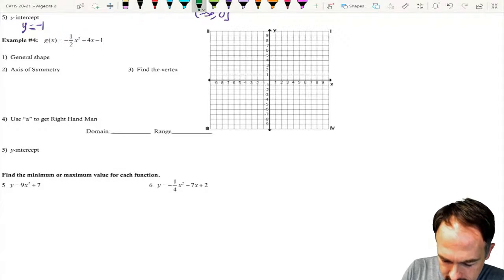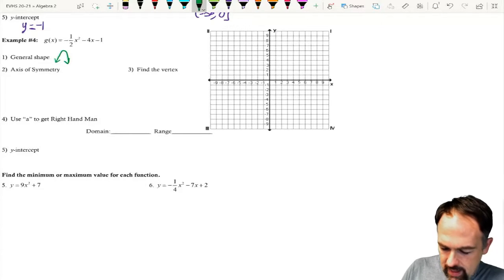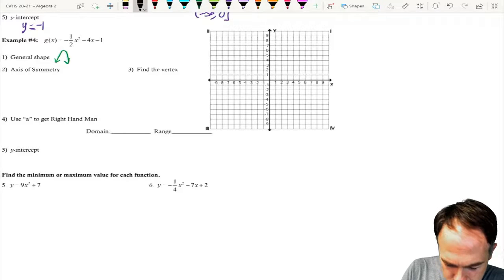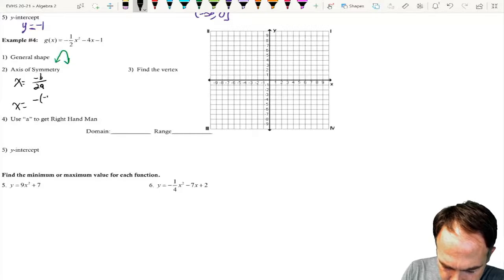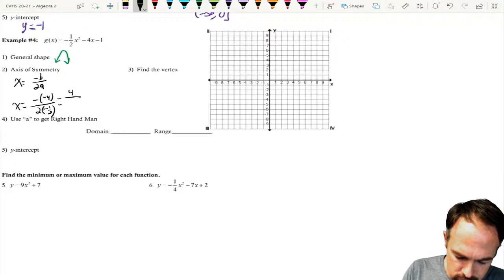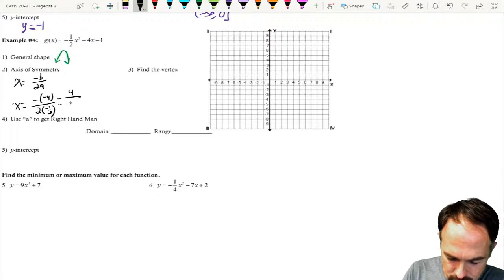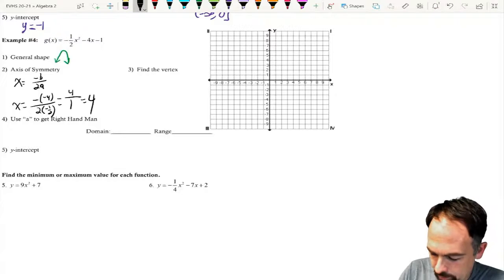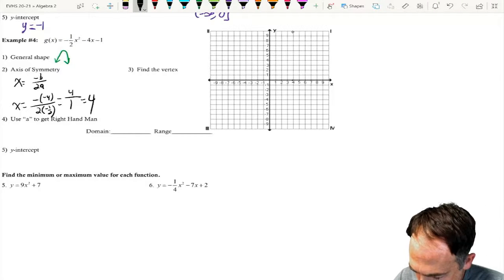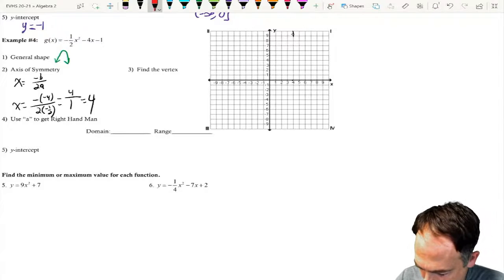General shape. Again, I got a negative a value, which means it's going to open upside down. Axis of symmetry happens at negative b over 2a, and we're going to have to be careful here because we've got a fraction value for a. So it's going to happen at x equals negative b over 2a. x equals negative 4 over 2 times negative 1/2. Now that gives me a positive 4 over 2 times negative 1/2 is a positive 1. So that's just happening at 4. So I'm going to jump over here to 4. Change that to red.